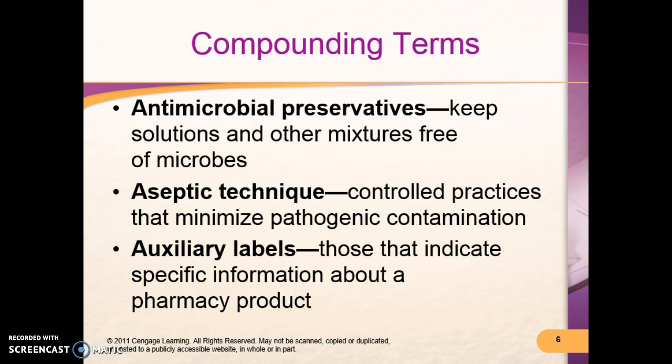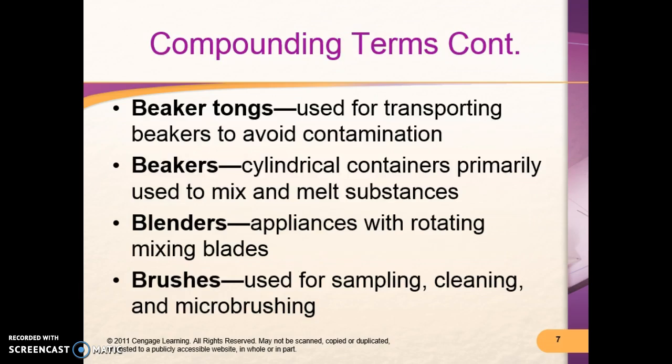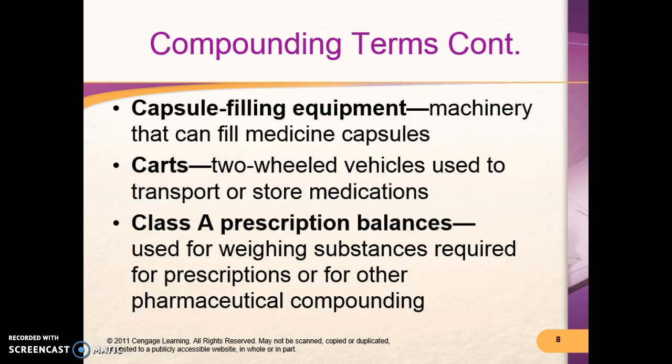Another important topic here is the auxiliary labels. Whenever we're doing a compound, we're going to have to label it in a special manner so that the pharmacist can check it and so that the patient, doctor, nurse, whoever in the chain of command knows what's in the particular product that we prepared. There's a lot of other things in here. We've got beaker tongs, beakers, blenders, brushes, capsule filling equipment. So we've actually got equipment that we can use to fill capsules. Sometimes we do make capsules. Not a lot, but it does happen.